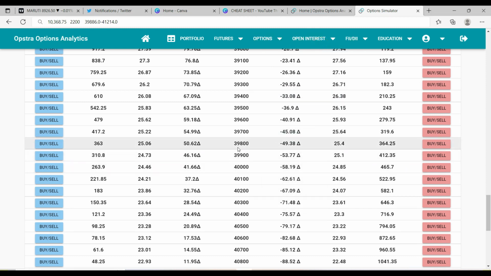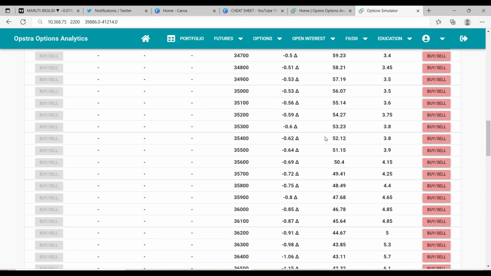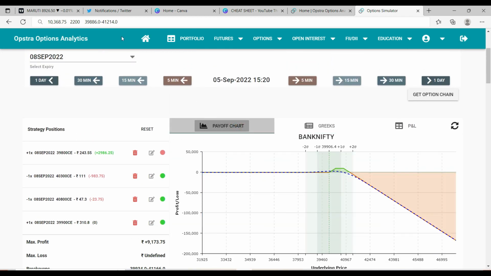Okay, so we have squared off this one. I'll buy 39,900. So you all know by this time your loss on this has reduced from, what was the initial loss, 2,200, check here, but now it has reduced to just 826. That's it. With one adjustment we are able to reduce our loss.